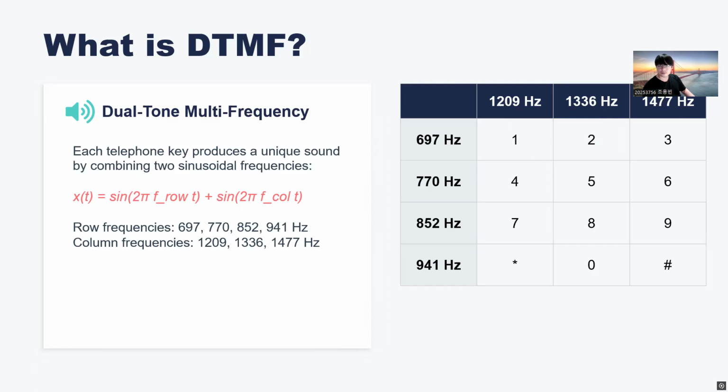When you press a key, a phone generates the sum of its row frequency and its column frequency. For example, pressing the digit 5 produces a tone that is the sum of 770 Hertz and 1336 Hertz. Mathematically, this is x of t equals sine of 2 pi times 770 times t plus sine of 2 pi times 1336 times t.